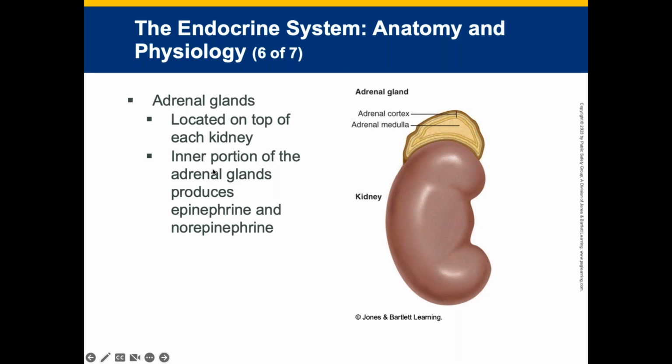So the adrenal glands are located at the top of the kidney, where the inner portion of the glands produces epinephrine and norepinephrine. Why is that important? Because norepinephrine is a neurotransmitter of the sympathetic nervous system. It helps with that whole fight or flight deal.